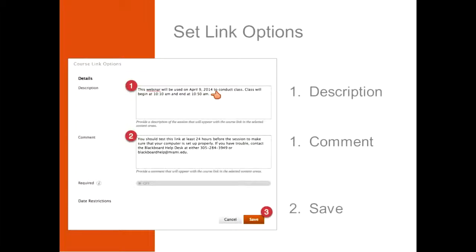My suggestion is to put the time into the description, and later on we'll have the option of doing date restrictions way down at the bottom. I don't suggest that you use that, because that means that the link appears and disappears, and the students can get confused with that. In the comment section, I've got some text here.